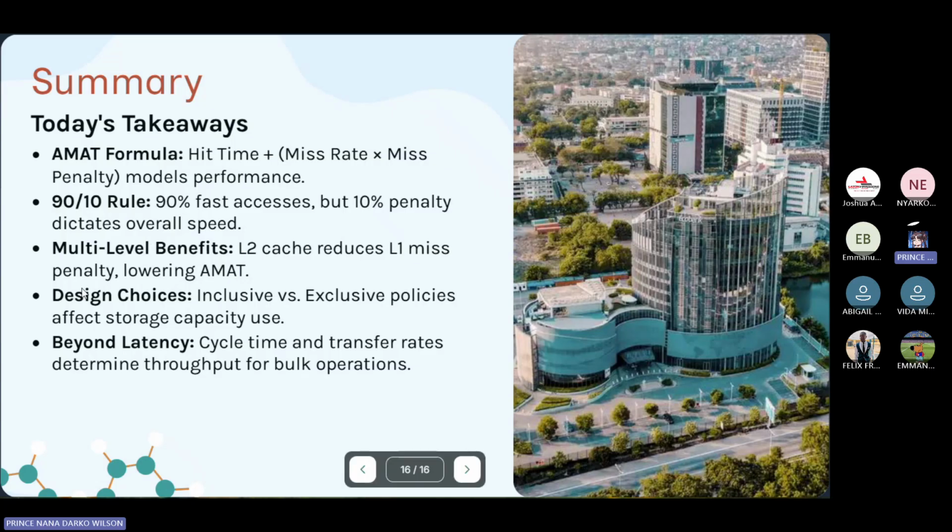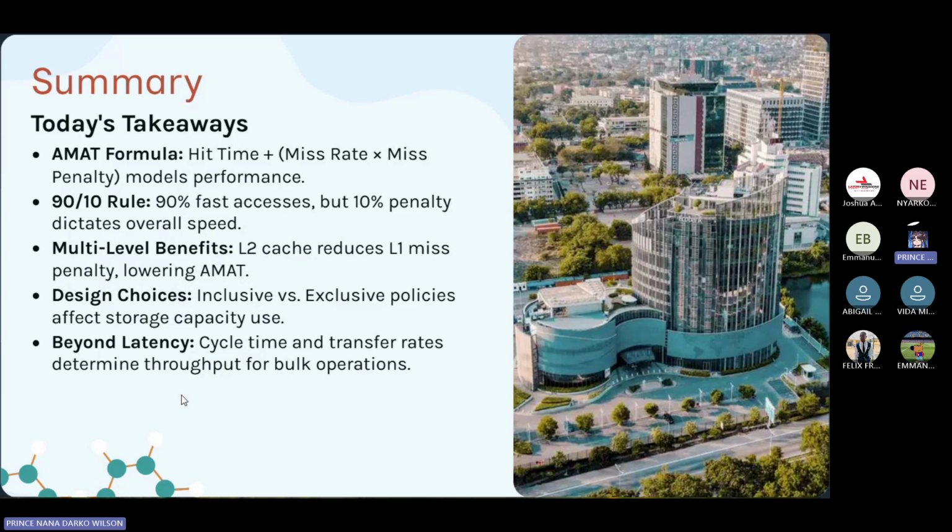On design choices, inclusive versus exclusive policies affect storage capacity, where inclusive allows for less storage but faster speed, and exclusive allows for more storage but complicated evictions. And then beyond latency, cycle time and transfer rates determine throughput for bulk operations. Is it throughput? Is this a mistake? Okay, determine throughput. I didn't notice that, sorry, for bulk operations.